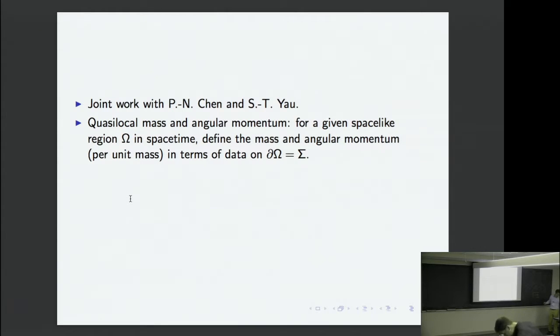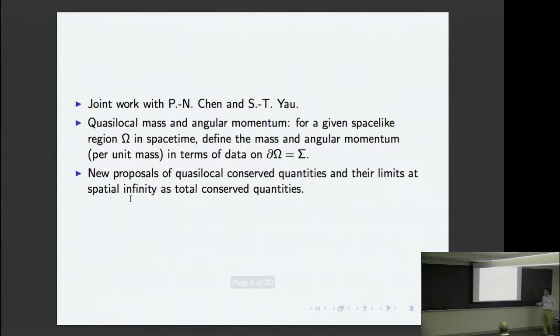Okay. And at the end, if I have time, I'll talk about other quasi-local conserved quantities and also their limits at special infinity. I'll just focus on special infinity in this talk as total conserved quantities.